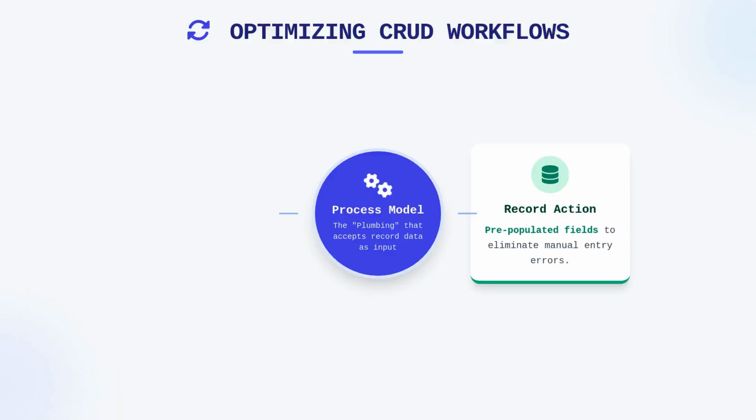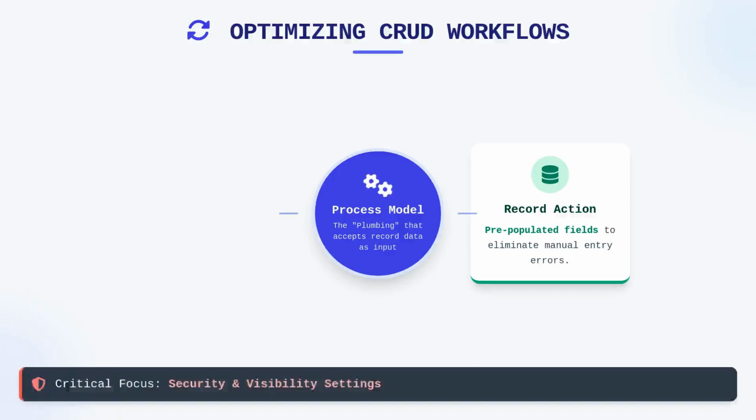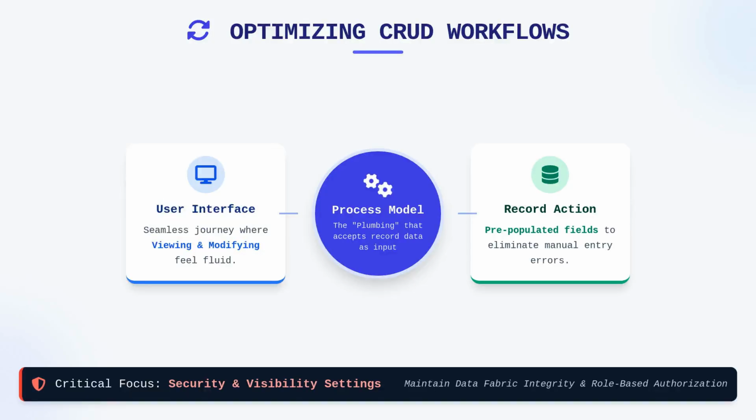The automated generator handles much of the plumbing, but you must remain vigilant about security and visibility settings applied to these actions. By controlling who can see and execute these actions, you maintain the integrity of your data fabric and ensure that users can only initiate workflows that are authorized for their specific role. The result is a coherent user journey where viewing data and modifying it feel like part of the same fluid interaction.